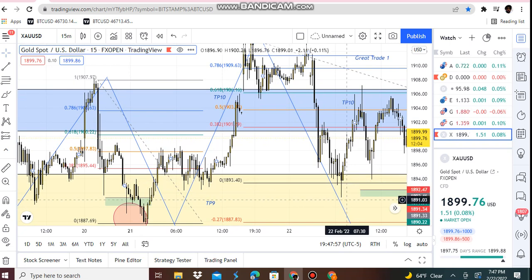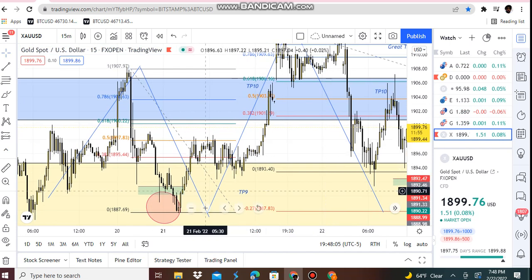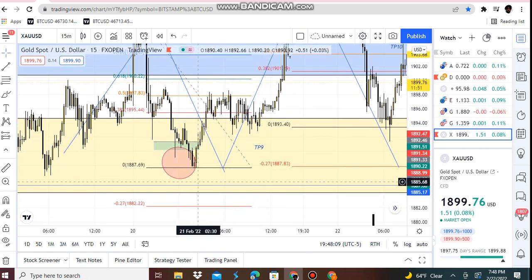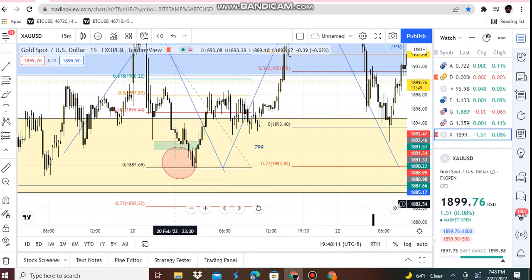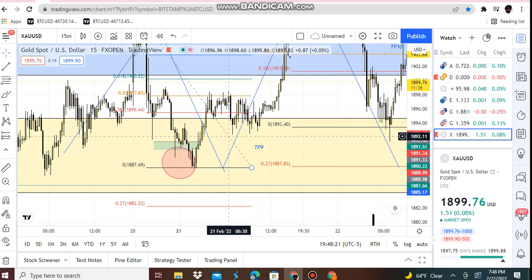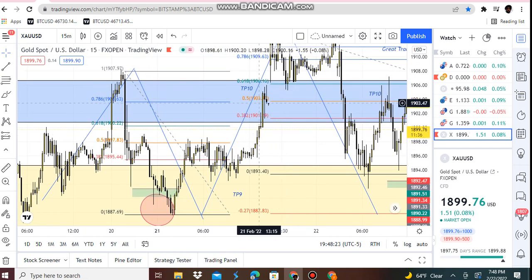Sellers tried to push price to the 27 extension, and then buyers came back in and pushed price all the way back up to take profit 10. Same thing here. Once price stopped at zero, sellers didn't have enough pressure to push price to the 27 extension. On February 20th, 2022, it stopped at zero and created this Morningstar pattern right here. This Morningstar pattern, black candlestick, star, yellow candlestick, went all the way back up to take profit 10.